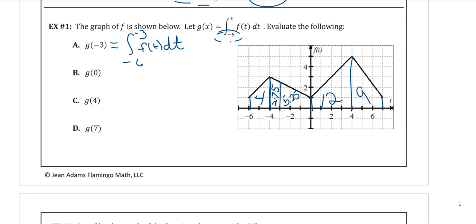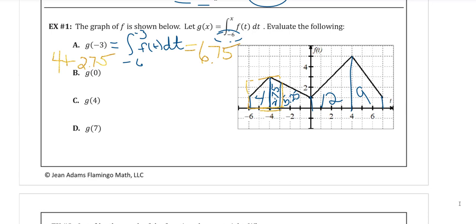So now I can do the entire problem. So the first one, g of negative 3, is going to take me from negative 6 to negative 3. So I need this area here. So what I'm going to do is take 4 plus that 2.75. And when I do that, the value of this area is 6.75.